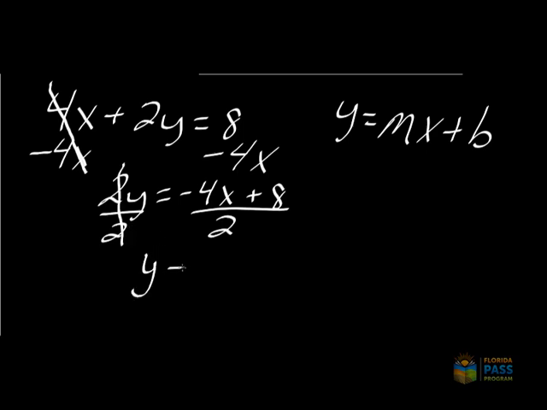Then I'm left with y equals negative 2x plus 4. Now this equation is in slope-intercept form. What is your slope? The slope here is negative 2. What is your y-intercept? 0, 4.